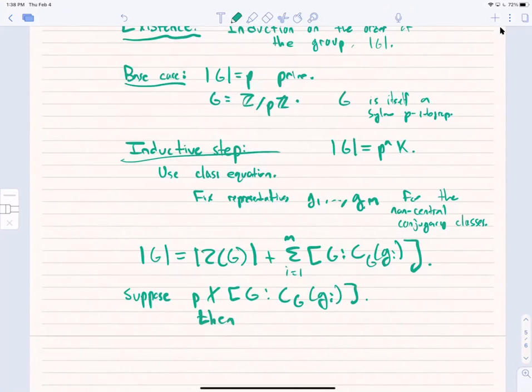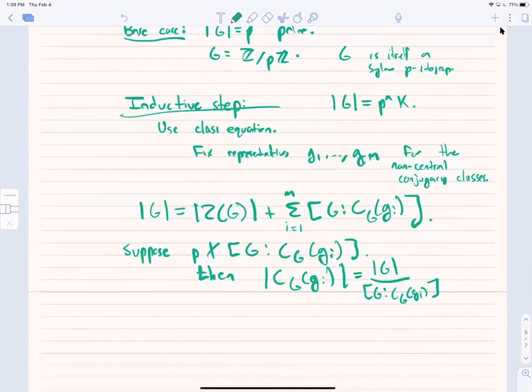Then the order of the centralizer of g_i is equal to the order of G divided by this index. Since this index isn't divisible by p, it's going to be p to the a times some other number l. And because this conjugacy class is non-central, this index is bigger than 1, so this is definitely going to be smaller than the order of G.